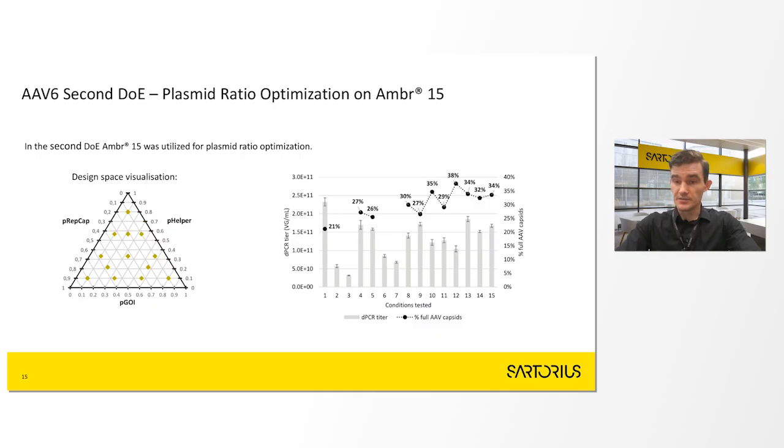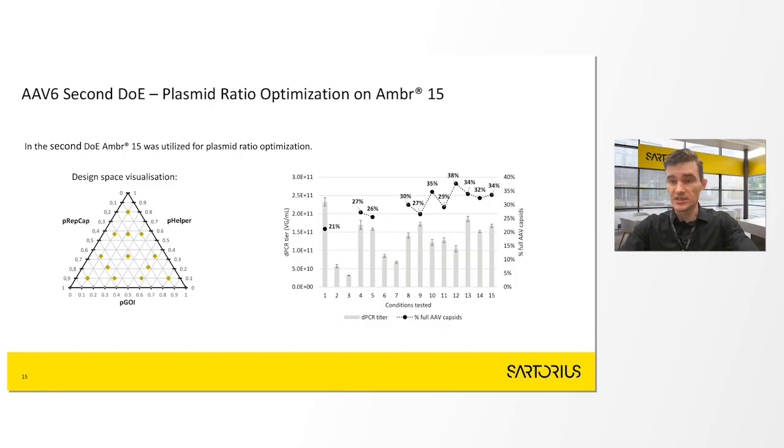Taking these results, we went into our second design of experiments where we optimized our plasmid ratio, so the ratio between rep cap, gene of interest, and helper. The software proposed 15 experiments, which you can see in the design space visualization: 3 edge points, 3 center points, and 9 points in between.